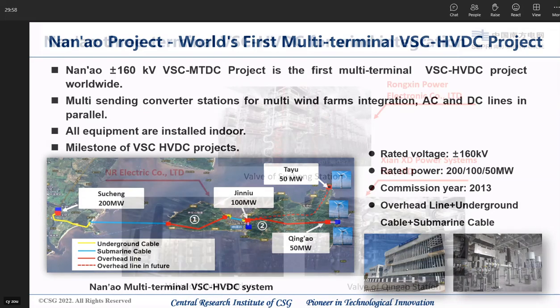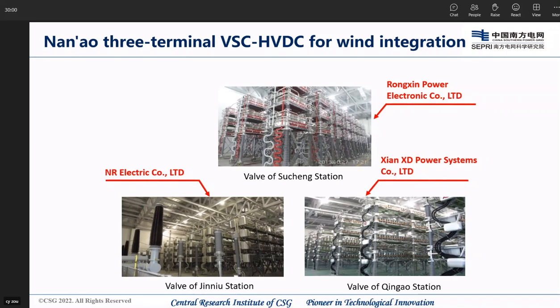These are pictures of MMC valves used in the Nan'ao project. They are manufactured by Longxing, NARI, and Xi'an separately. We used valves from different manufacturers in the first project, and this helped China to build a strong manufacturer team. Up to now, there are 8 different manufacturer teams in China, which greatly promoted the technical iteration of VSC HVDC here.